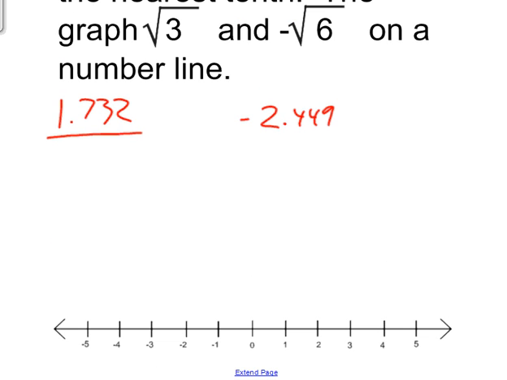So I've got 1.732. It's going to be over here, close to 2, but less than 2. It's on the positive side. And I've got the negative 2.449. So it's negative 2 plus a little bit more, almost half. So this is the negative square root of 6, and that's the positive square root of 3. The positive square root of 3 is bigger than the negative square root of 6. So negative square root of 6 is less than the positive square root of 3.